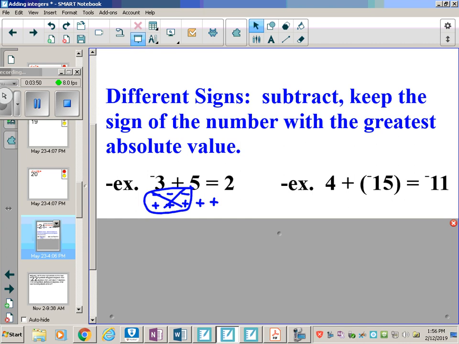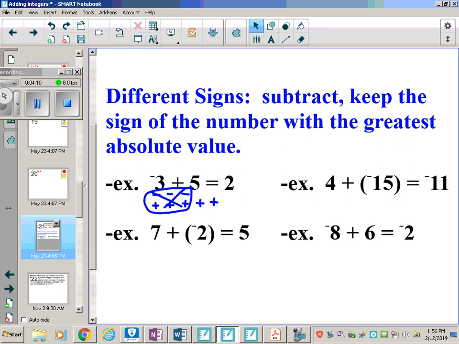If I look at it thinking about the rule, the absolute value of 4 is 4 and the absolute value of negative 15 is 15, so negative 15 has the greater absolute value. So do 15 minus 4, which is 11, and keep the negative because it was with the 15, which has the greater absolute value. So negative 11.